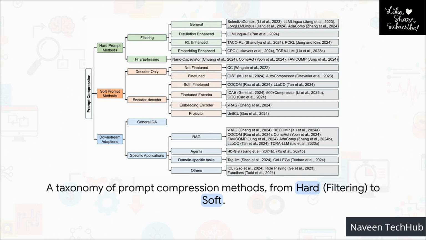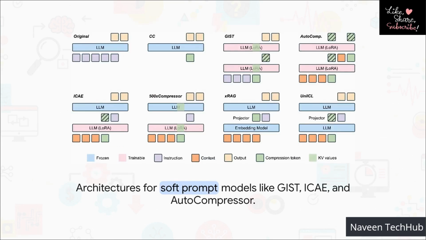The main point here is that prompt efficiency is way more than just a writing exercise. It's a formal field of systems research with real engineering solutions. Now, this is where it gets really interesting from a systems perspective. These are actual architectures for soft prompt compression.